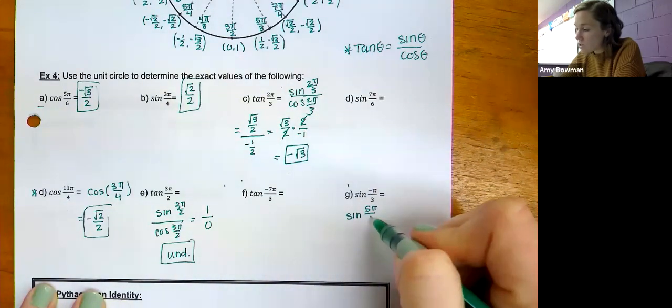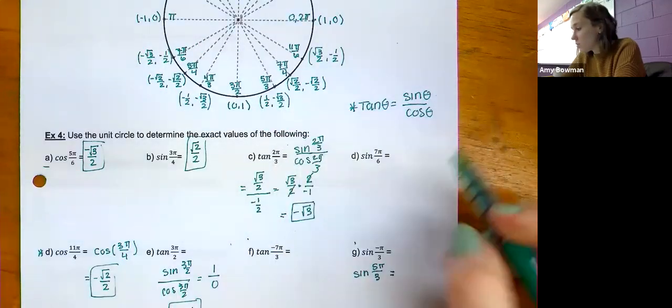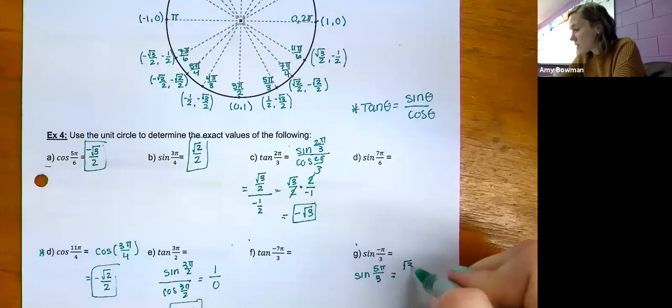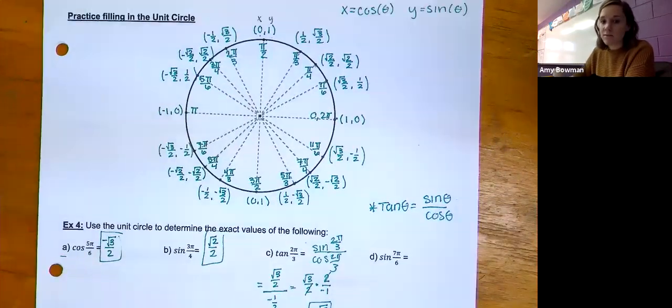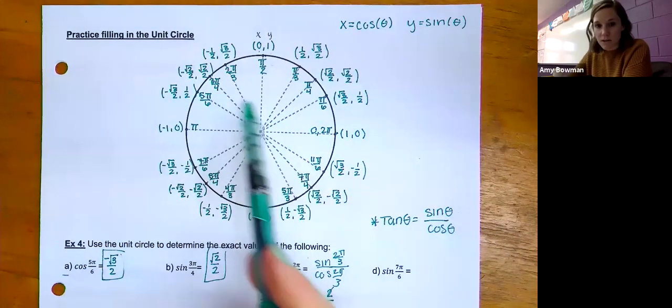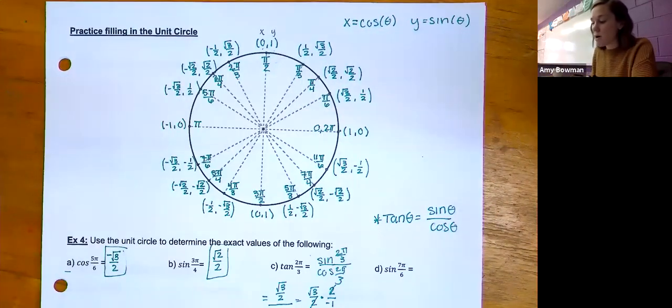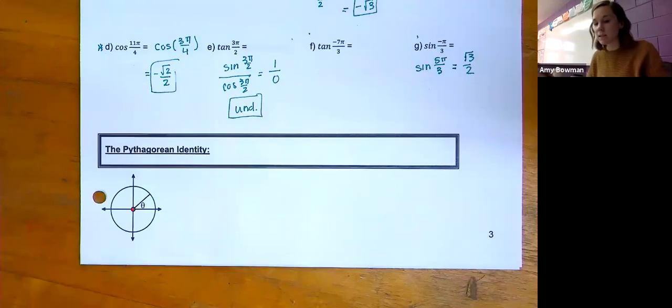So the sine of negative pi over 3 is the same as the sine of 5 pi over 3. A negative rotation of pi thirds is the same as a positive rotation of 5 pi thirds. And then I can just get that sine value, which is negative root 3 over 2. So that is how you use the unit circle. You should be able to identify sine, cosine, and tangent of any of these radian amounts around the unit circle. We're going to move on to the Pythagorean identity. This is a super useful identity.